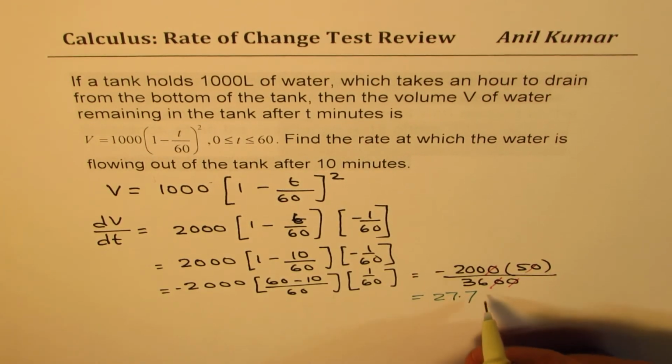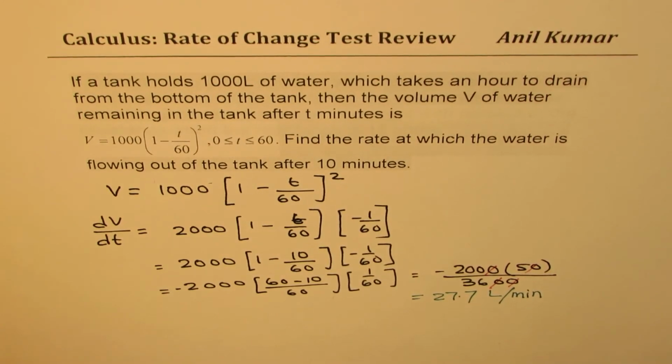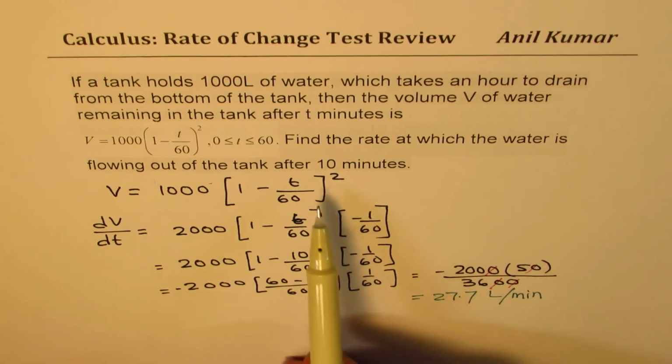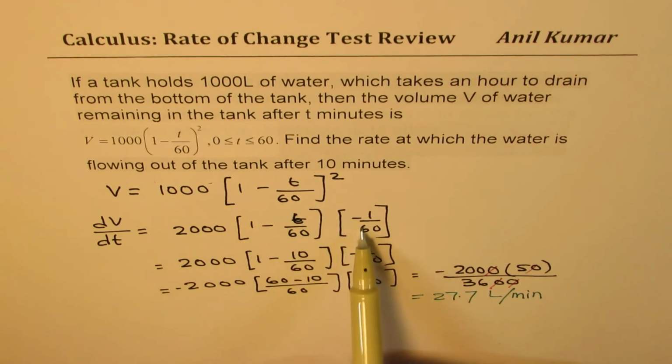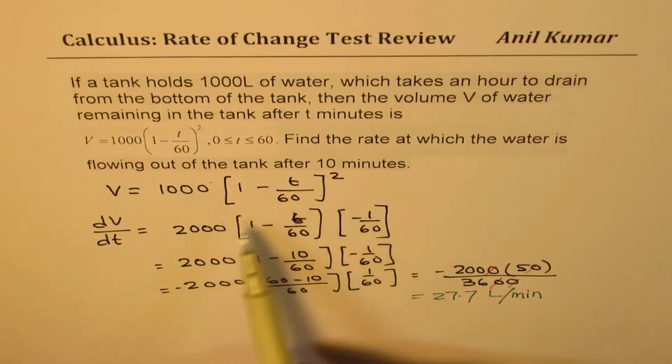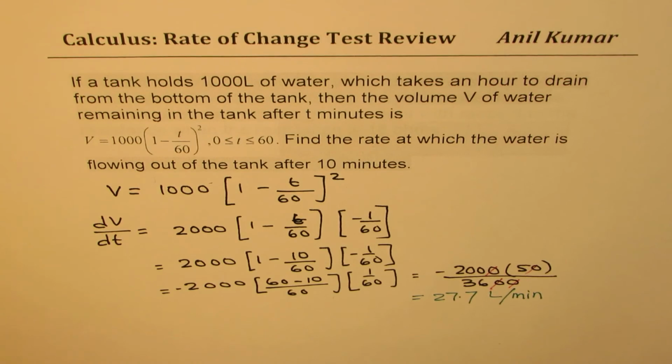So it is rate of change of volume, liters per minute, as time is in minutes. So that is how you can find it out. Basically when you do the derivative, don't forget to multiply with the inside function derivative. That is kind of key. Once you substitute t, you can always use a calculator and find your answer. That's not a big deal. So 2000 times 50 times 1 over 3600. We cancel these two zeros, and then 1000 divided by 36, which is approximately 27.7 liters per minute.